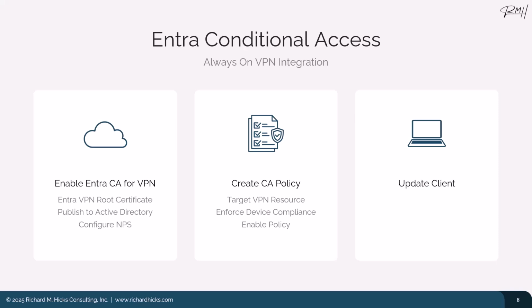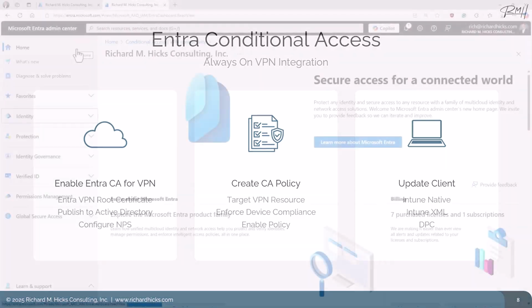Finally, we'll update the Always On VPN client configuration settings. How you do this depends upon how you deploy and manage those settings today. I'll demonstrate how to update the native Intune VPN device configuration policy, how to update the XML configuration file if you're using Intune with the custom policy option, and how to update Always On VPN Dynamic Profile Configurator or DPC.